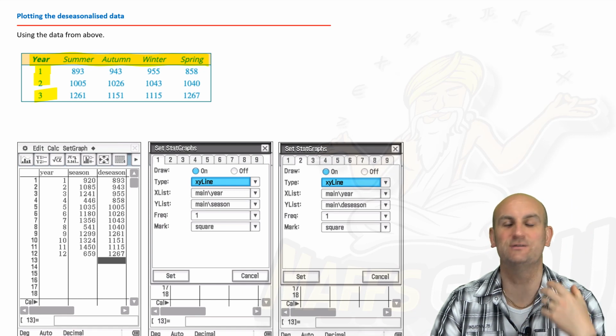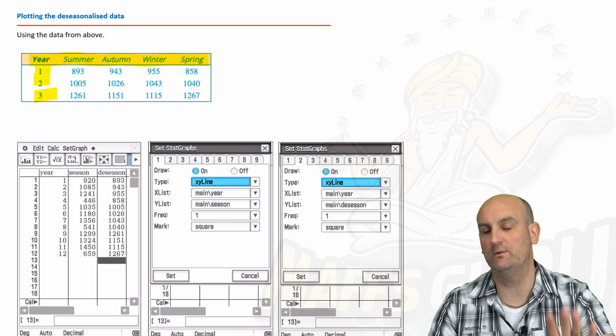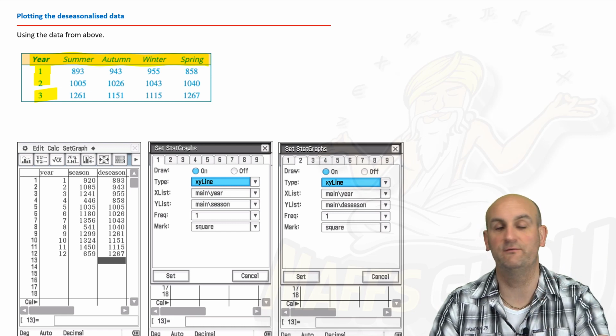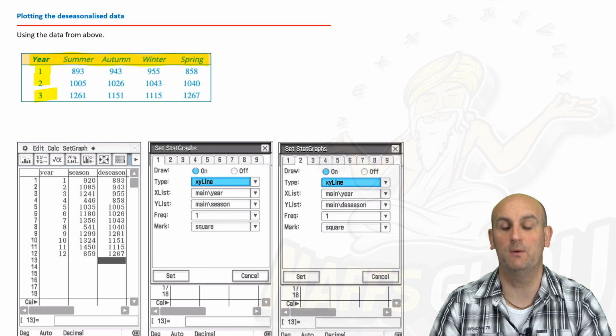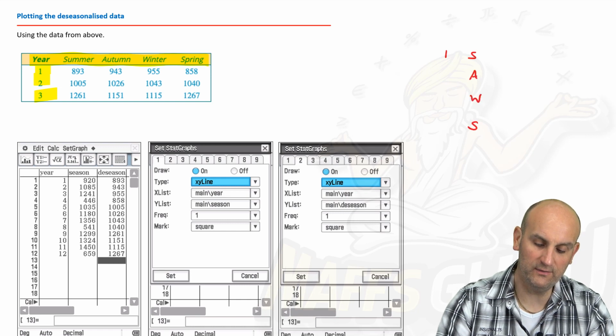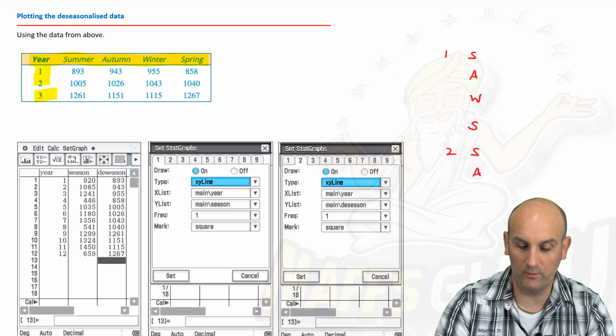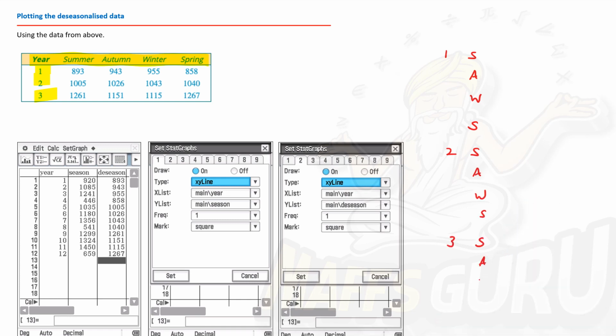Now, our calculator is not going to let me do that. If you remember, for all the other data where we had January to December, we labeled it 1, 2, 3, 4, and all the way up to 12. How do we do this? Pretty much the same way. I'm going to have year 1, and then summer, autumn, winter, and spring. Then we have year 2, which also has summer, autumn, winter, and spring, and year 3, which has summer, autumn, winter, and spring.